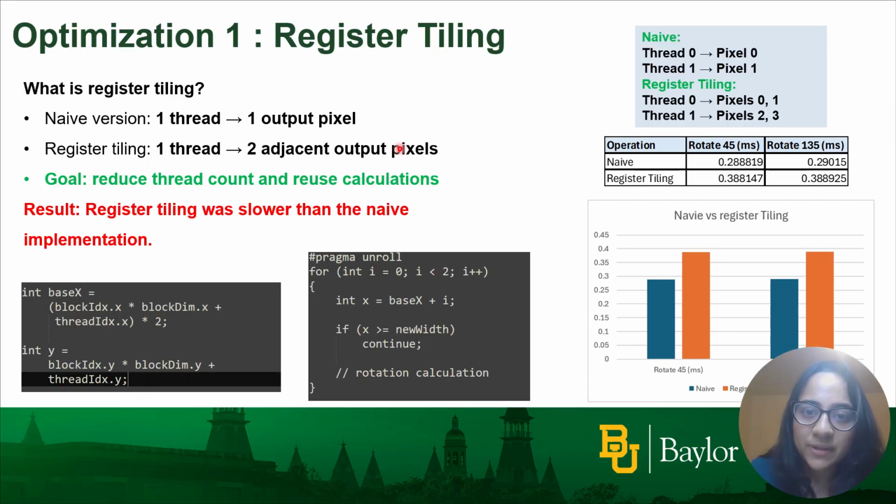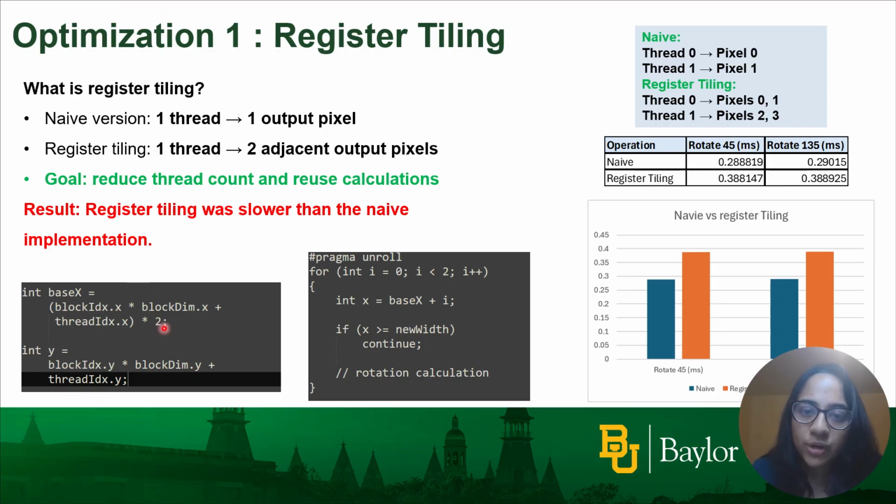So the first optimization I tested was register tiling. In the naive implementation, one CUDA thread processes one output pixel. For example, thread 0 processes pixel 0 and thread 1 processes pixel 1. But in the register tiling version, one thread processes 2 adjacent output pixels. For example, thread 0 processes pixels 0 and 1 and thread 1 processes pixels 2 and 3. The goal was to reuse the same thread for 2 pixels and reduce the total number of active logical threads.